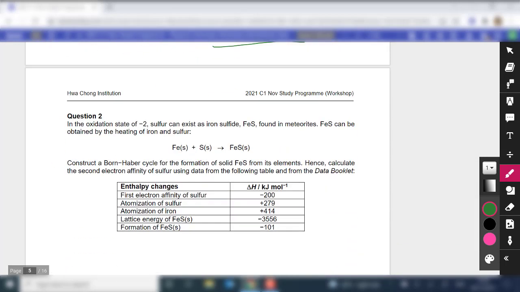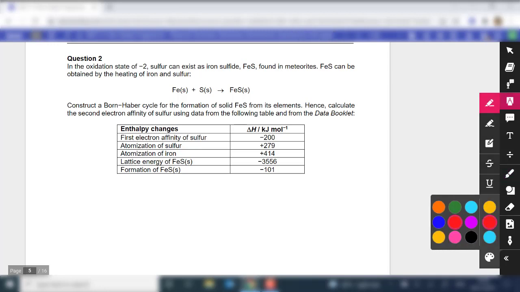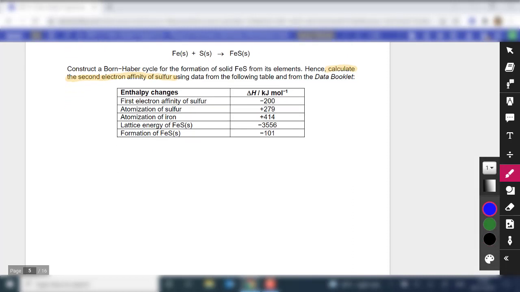Okay, so if everything's good, we'll move on to question 2. So for question 2, we are working on the construction of a Born-Haber cycle for the formation of solid iron sulfide from its elements. But in this case, we are not calculating the lattice energy because it's given to us. So we are supposed to calculate the second electron affinity of sulfur. Okay, so with this, we'll work on it using the same thought process.